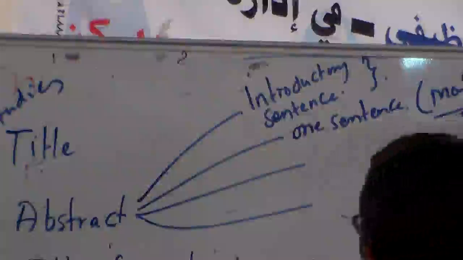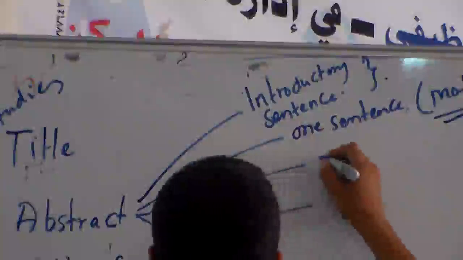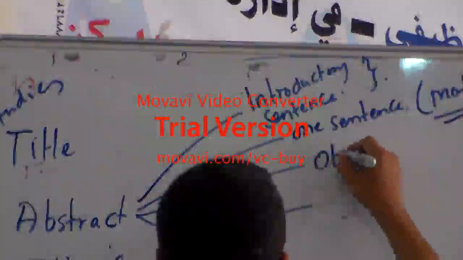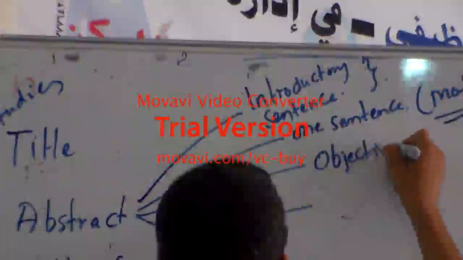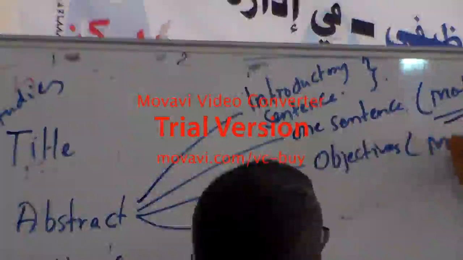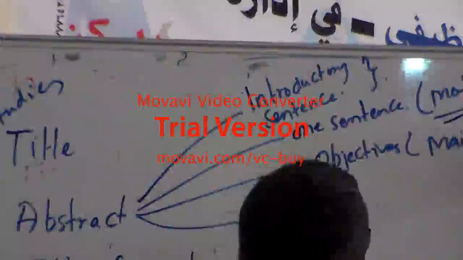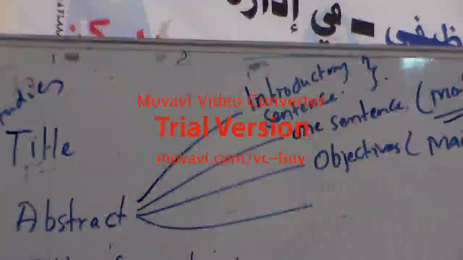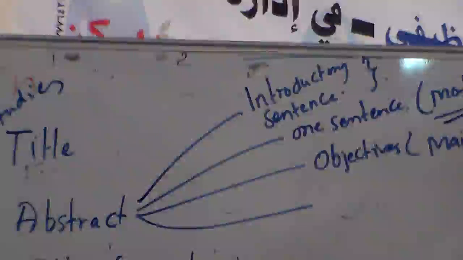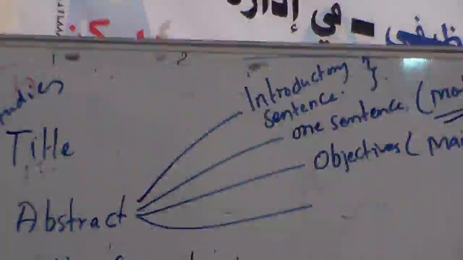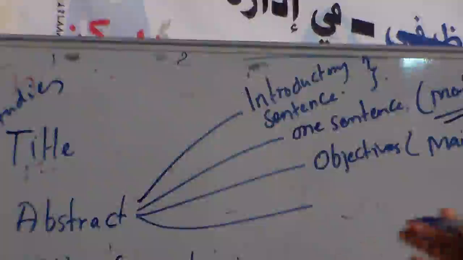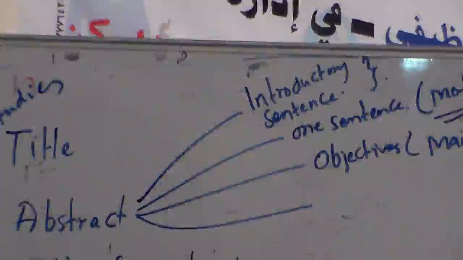After I write my motivation, I will write something about my objectives. The main aim. After I write the motivation, why should I do this research, I will say the aim of this study is to do this and this and this. The goal of this study is to do this and this and this.